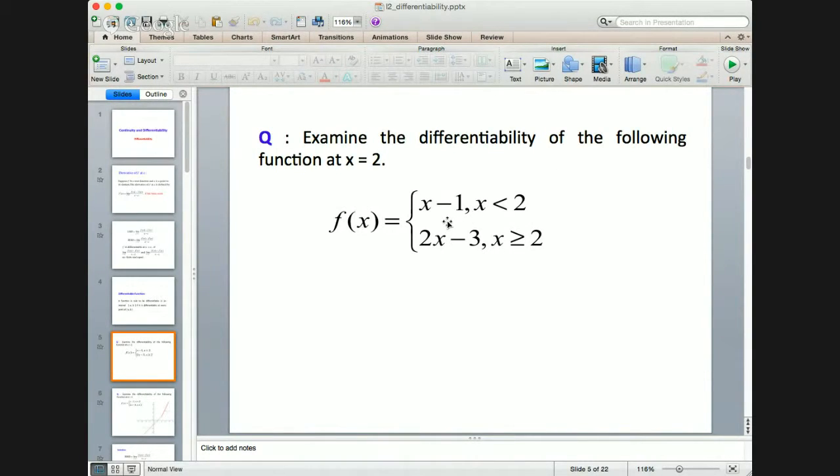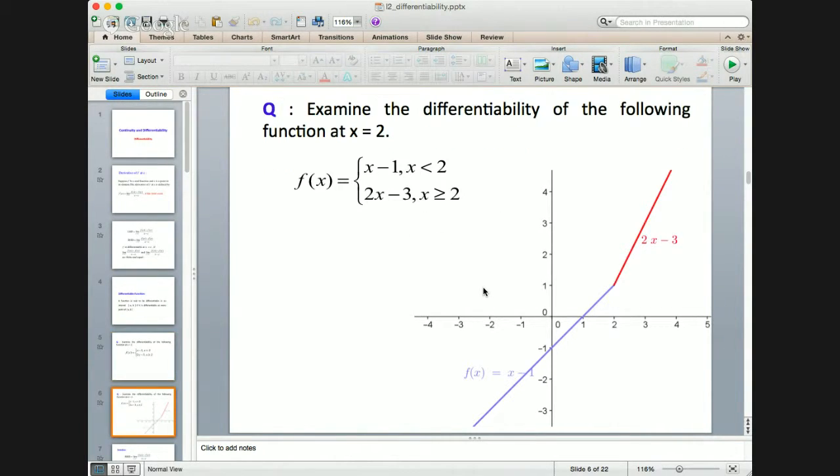So x minus 1 is a linear function, and 2x minus 3 is also a linear function. So the graph of such a function can always be thought about. You can give it a try and see what kind of observation you make at 2. I have the graph here for you, and you can see that for x less than 2, it's x minus 1, the blue line. Greater than 2, it's 2x minus 3.